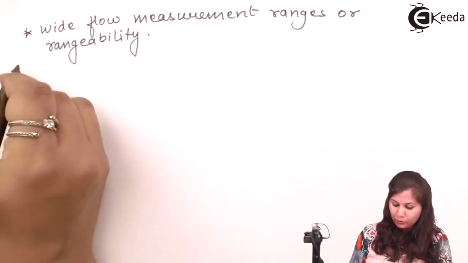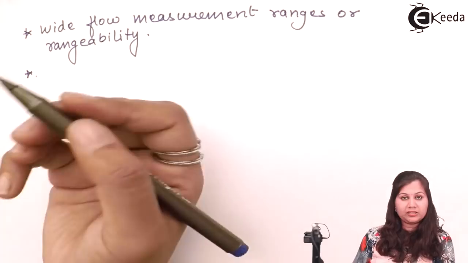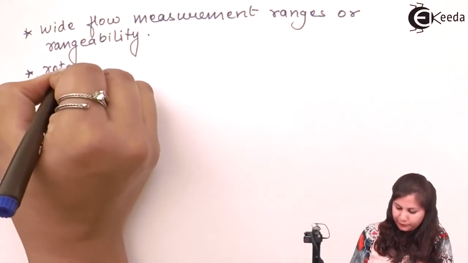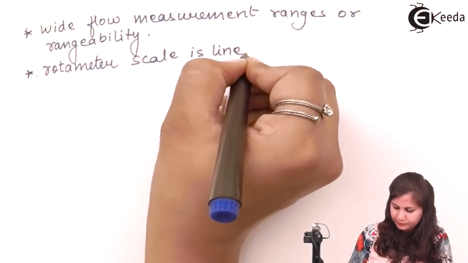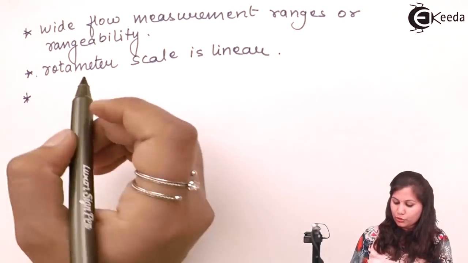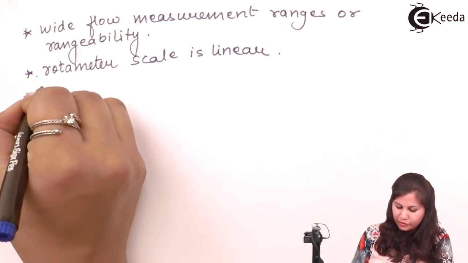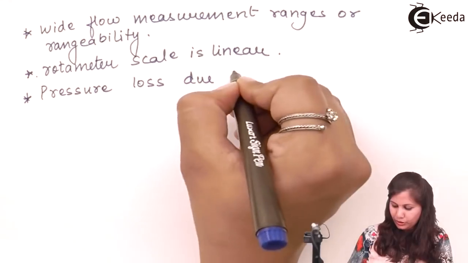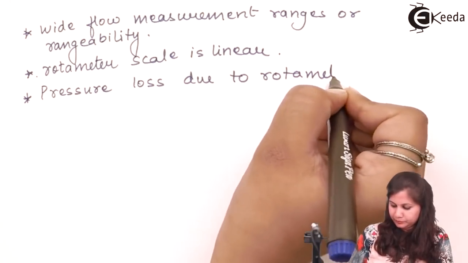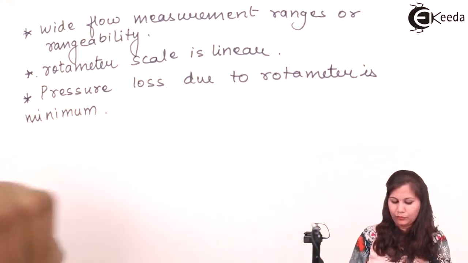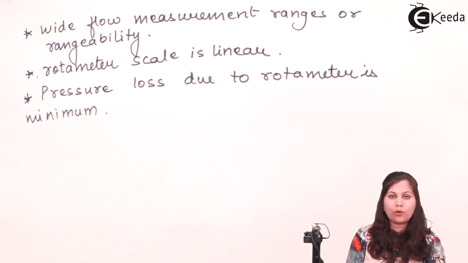So a wide rangeability is provided. Also, the rotameter scale is linear, so there is no non-linearity problem. The flow rate is linearly varying with the change in the area, so its scale is a linear scale. Also, pressure loss due to rotameters is minimum. So these are some of the advantages of the variable area meters or the rotameters.